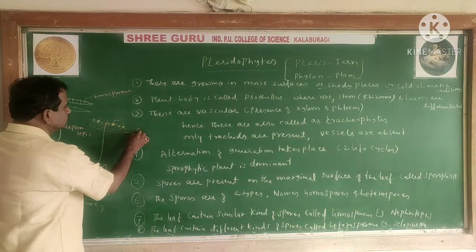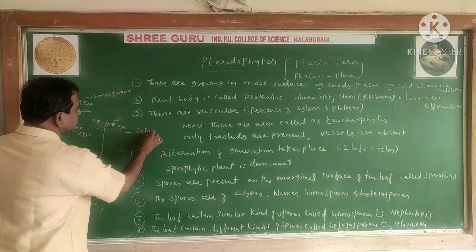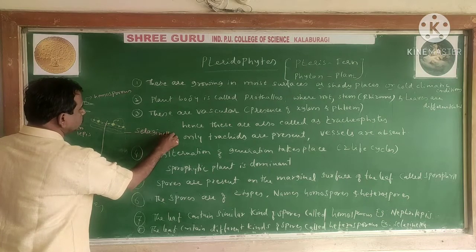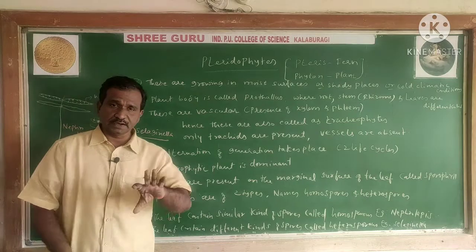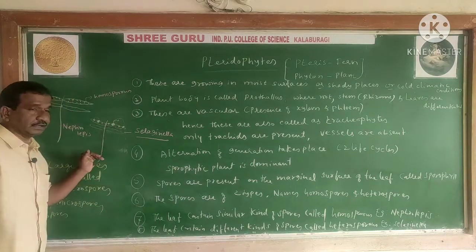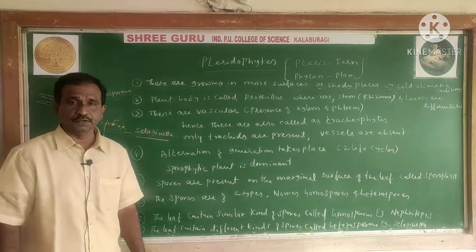This is the Selaginella. Two kinds of spores are going to be found. In Selaginella two kinds of spores are there. They are considered as heterosporous condition.